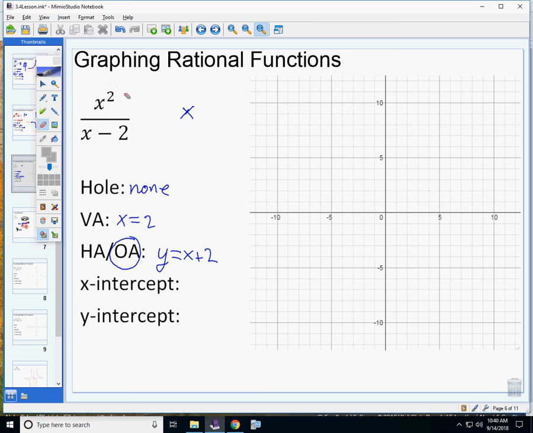X-intercept. That's where we set the top equal to 0. So to make x squared equal 0, the only way is if x equals 0. That's your x-intercept. And recall that anytime you have a 0 for x-intercept, it's also the y-intercept, 0. Now you could plug that in to find the y-intercept. Remember, we plug in zeros for all of the x's, which means on top you have 0, on bottom negative 2, which is 0.